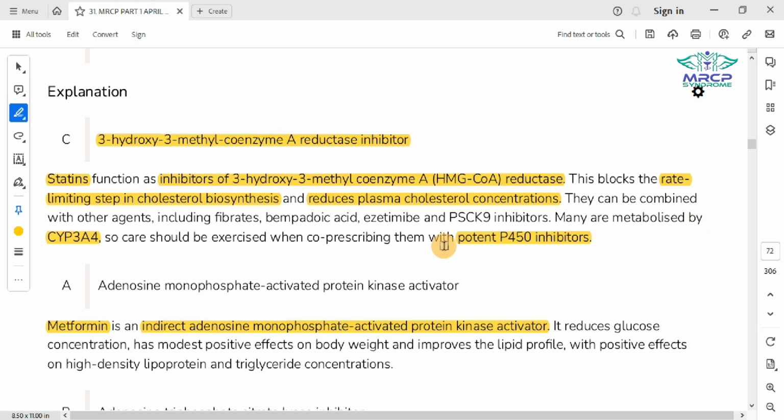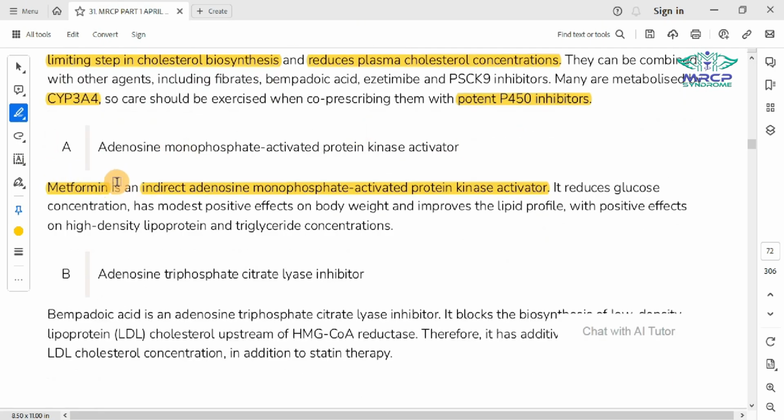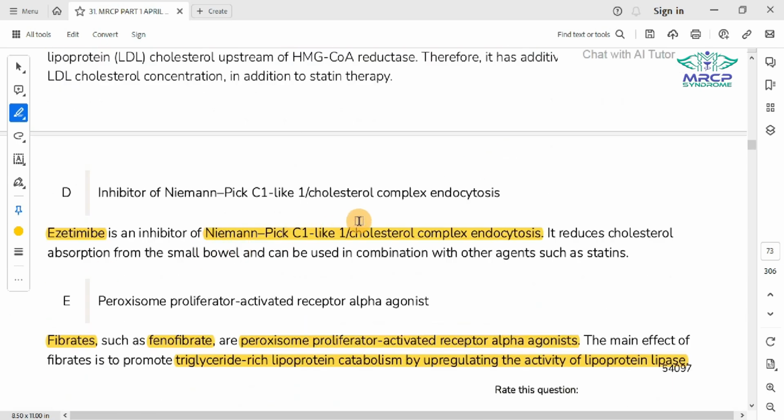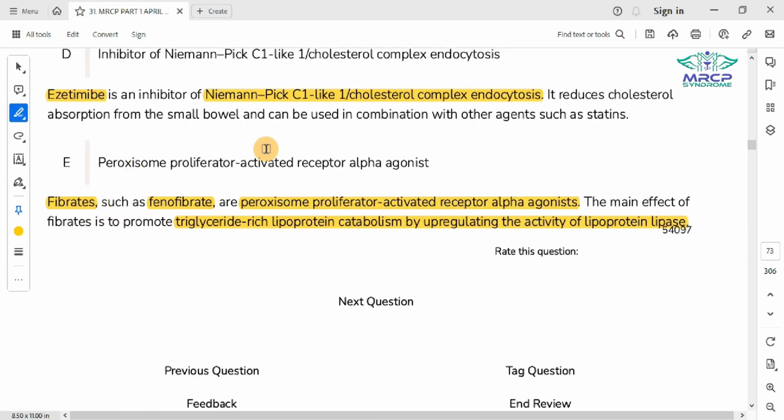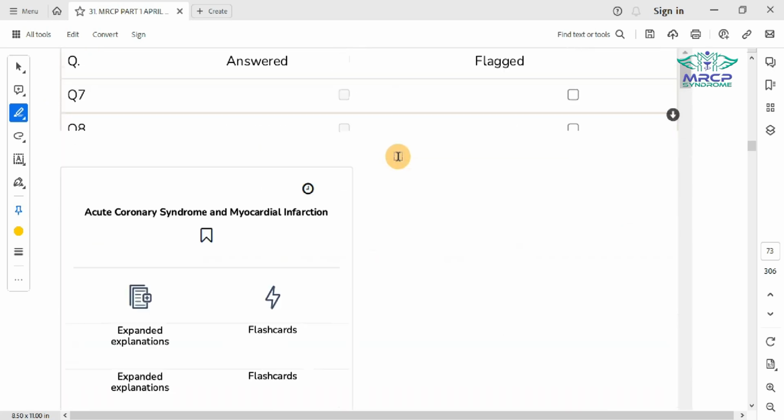Many are metabolized by cytochrome P450 3A4, so care should be exercised when co-prescribing them with potent P450 inhibitors. And metformin is the AMPK activator, and ezetimibe is NPC1L1. Fibrate is the PPAR alpha receptor agonist.